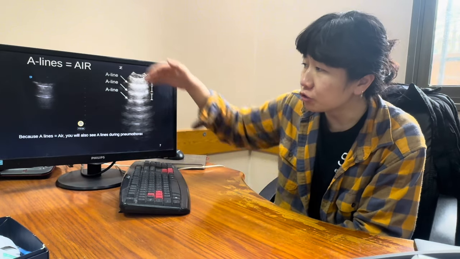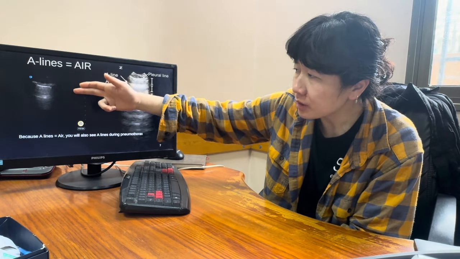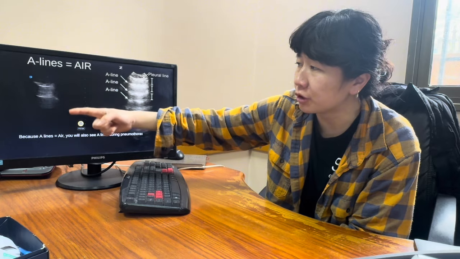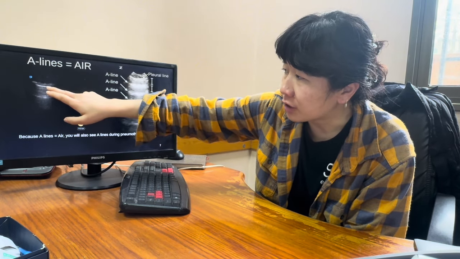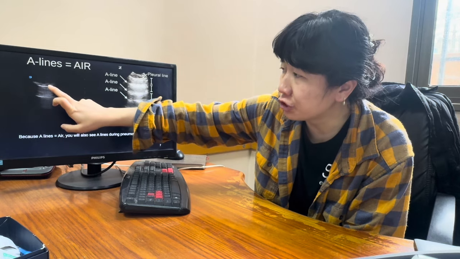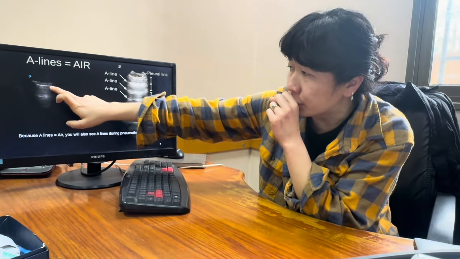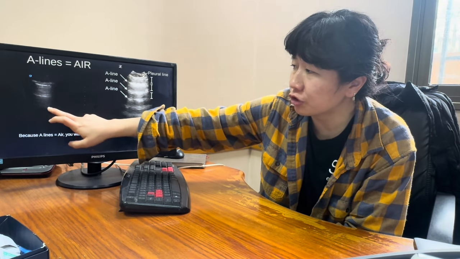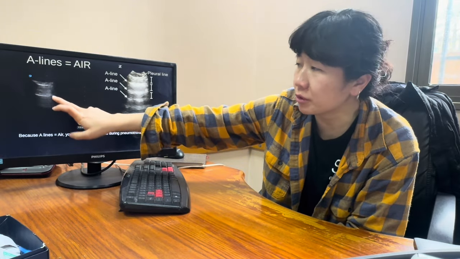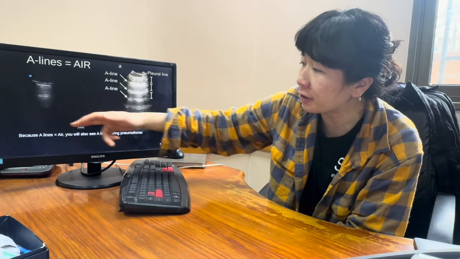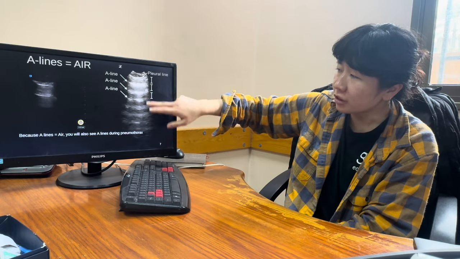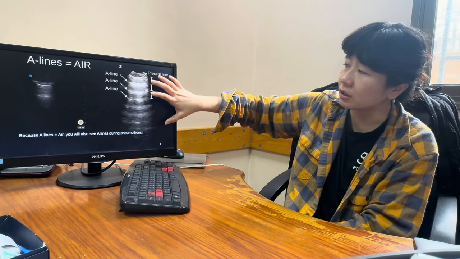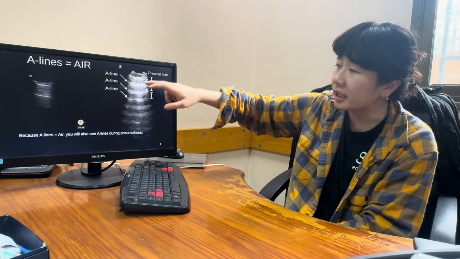So when ultrasound encounters air, it causes these reflections of the pleural line. So here's a video of an ultrasound of the lung. Here's the soft tissue, here's the pleural line, and then these are reflections of the pleural line. And that happens when the ultrasound encounters air. So these lines, which are called A lines, are not actually there in the lung itself, but they mean that there's air.